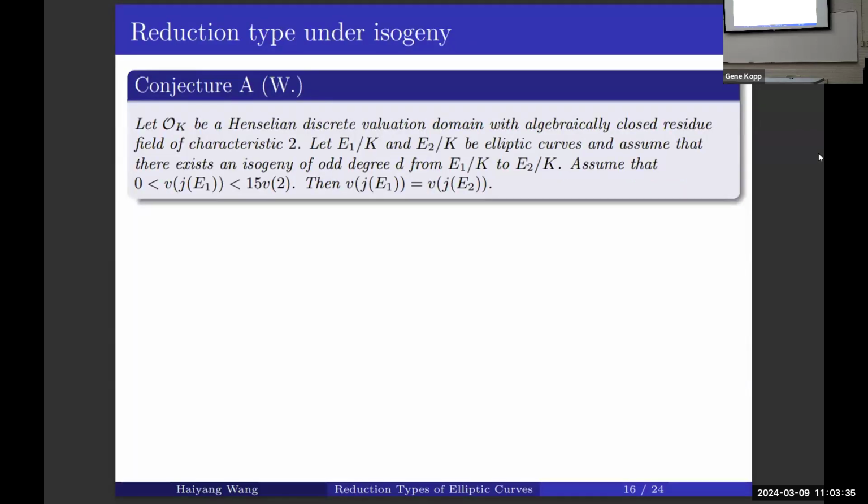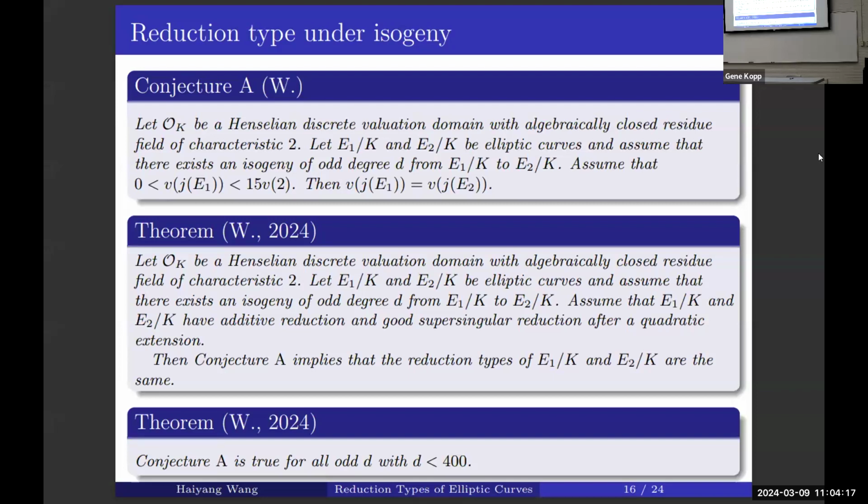To study the question of Kodaira type under isogeny over any field, we were led to the following conjecture, and we call it conjecture A. Let OK be as before, and let E1 over K and E2 over K be elliptic curves. Assume that there exists an isogeny of odd degree D from E1 to E2. Assume that the valuation of J of E1 is greater than 0 and less than 15 V of 2. Then the valuation of J of E1 is equal to the valuation of J of E2.